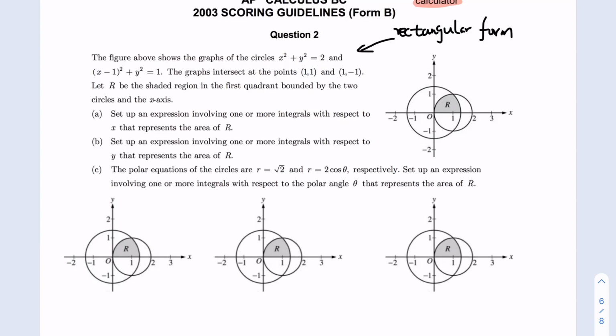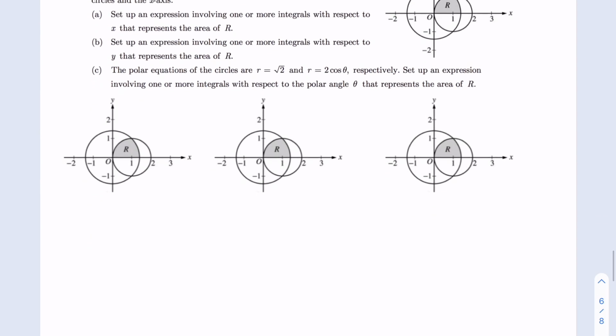2003 AP Calculus BC Form B number 2, graphing calculator question. Given the equation of two circles, find the area of the shaded region. Part A, set up an expression involving one or more integrals with respect to x. So for part A, we are integrating with respect to dx.